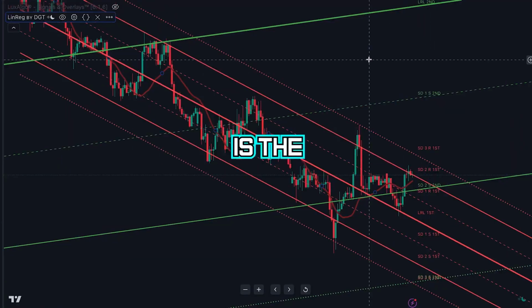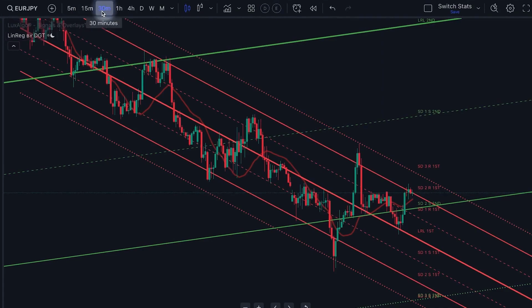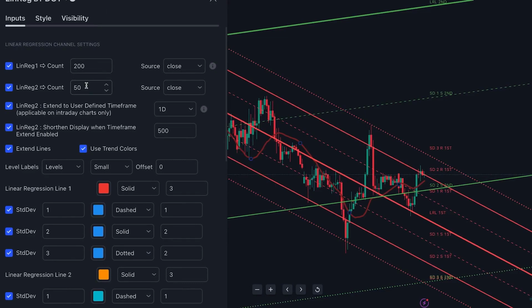Now, as promised, here is the strategy. First, ensure you're on a 30-minute time frame. Next, go into the settings of the indicator and let's disable the regression curve and change the time frame of the larger channel to the 4-hour time frame.